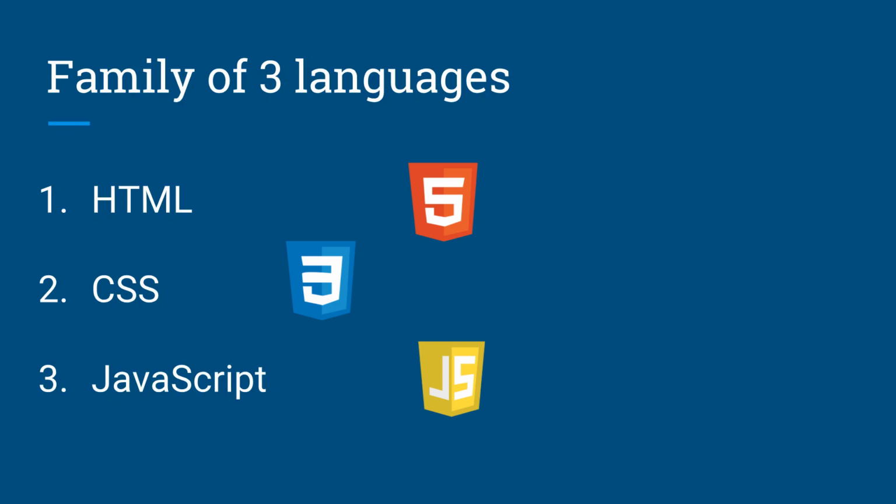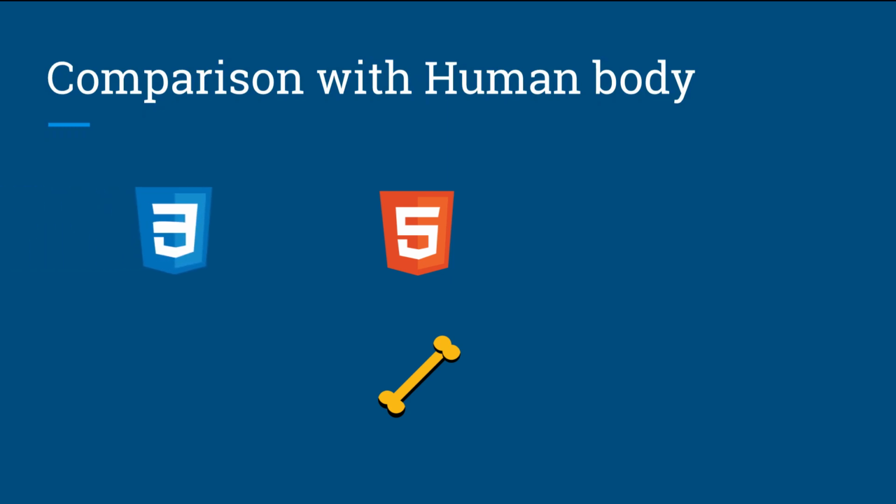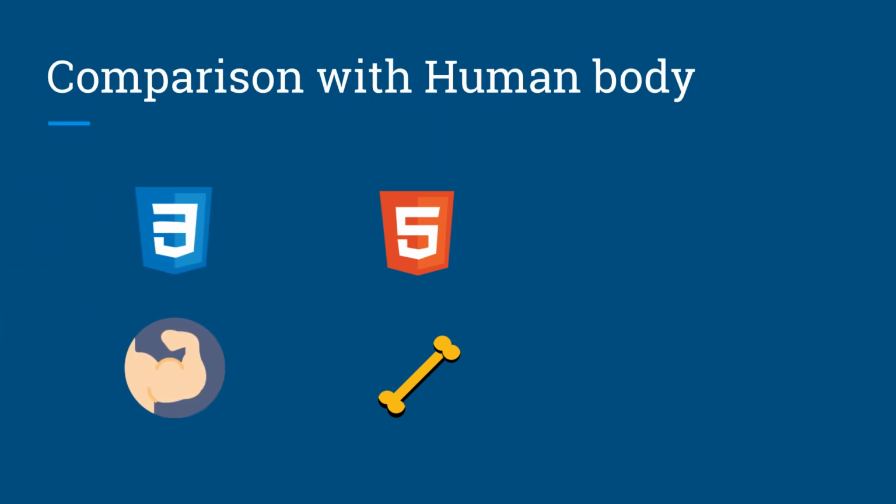If we compare a web page with the human body, HTML is the skeleton, the bones. It is the code that gives structure to a web page. CSS can be compared to the muscles, the skin. It is the code that makes a website beautiful. JavaScript is the brains. It's the code that gives a website logic, instructions, handles information. JavaScript is a programming language.